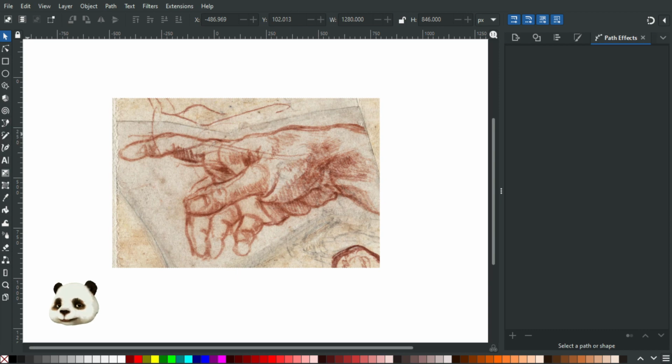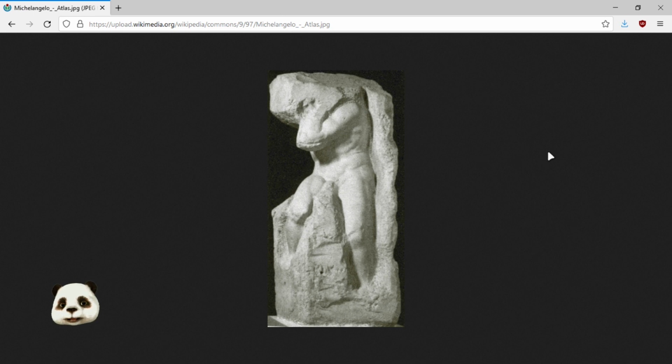Okay, we're gonna look at Atlas. This is one of his sculptures that never got finished. But as we get a first glimpse at it, we already see that there is a lot of detail in what he's doing. I don't know the material. He loved to do a lot of work in marble.